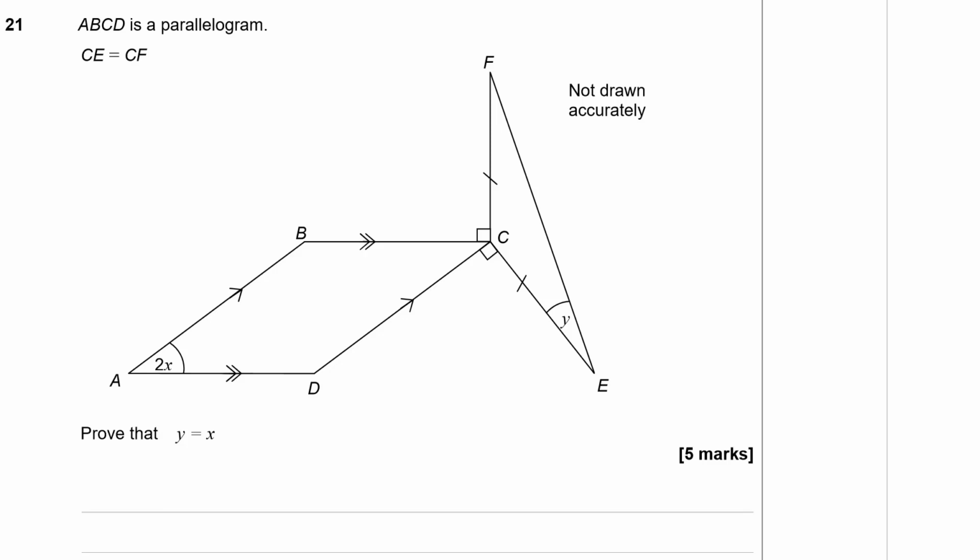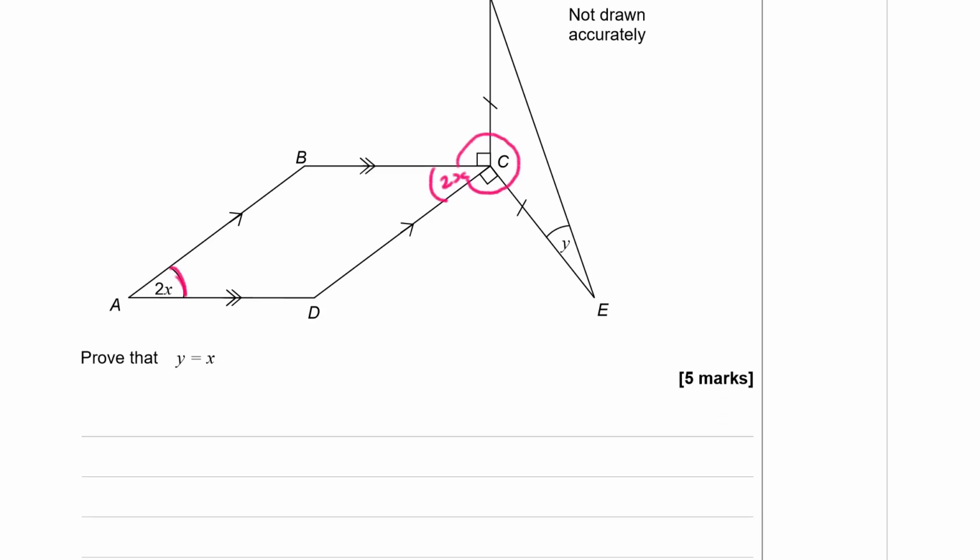Now, what we're going to do is start with this angle down here, the 2x. We know that opposite angles in a parallelogram are equal, so that one's going to be 2x as well. Then we can use angles at a point being equal to 360 to find that angle inside the isosceles triangle, and then we can work out what the base angles of the isosceles triangle are. So that's my basic strategy. Okay, let's start writing that up.